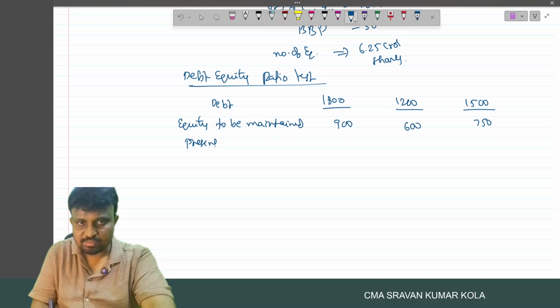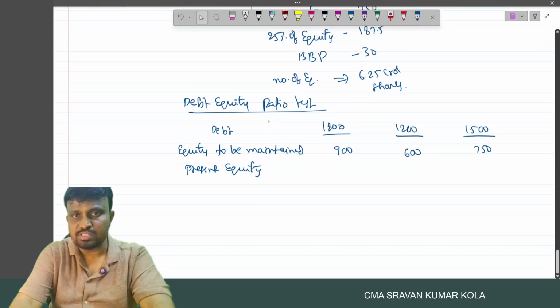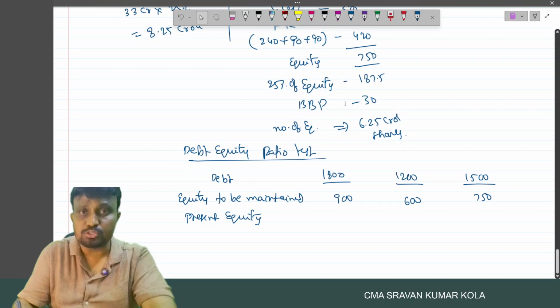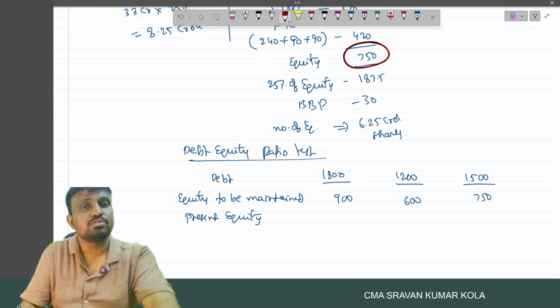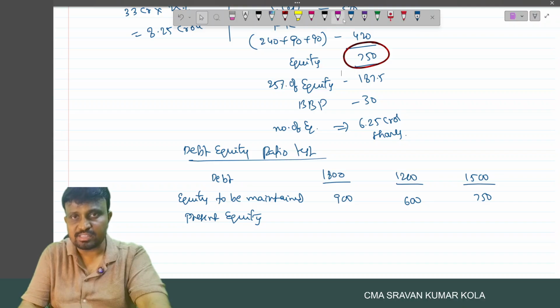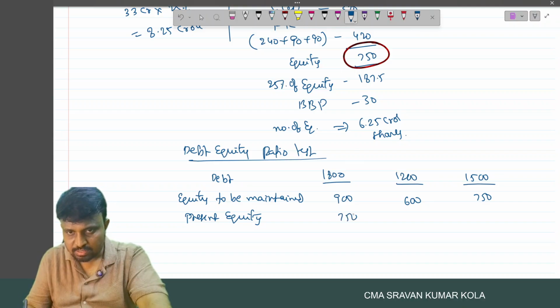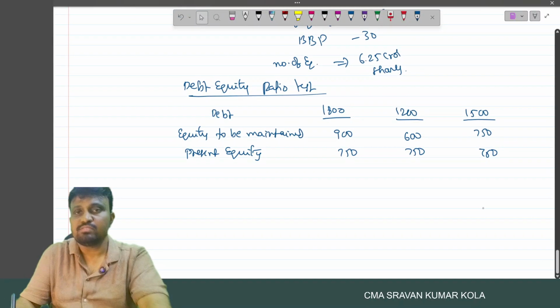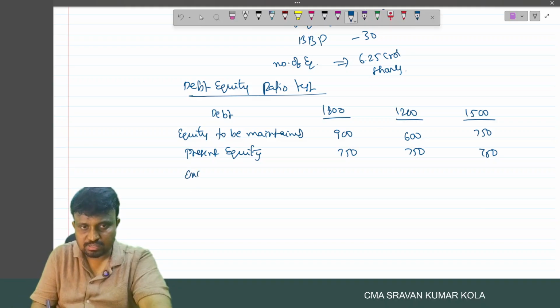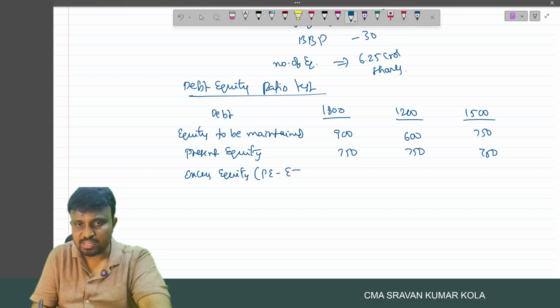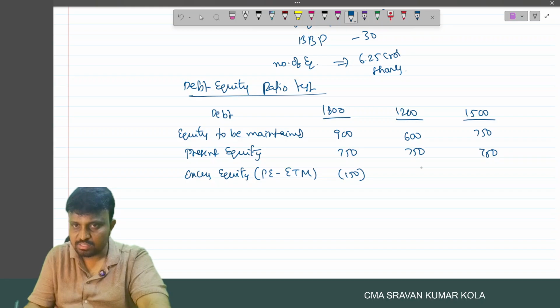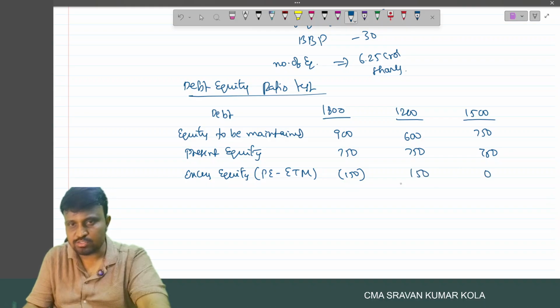And what is the present equity? So present equity, we have to take it from step 2, test 2. So 750 crore. Already we computed, right? So 750, 750. And then we compute the excess equity. Excess equity means present equity minus equity to be maintained. Here there is a negative figure, 150, and here 150 positive, and this is 0.